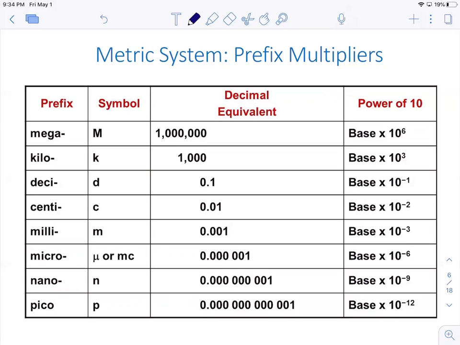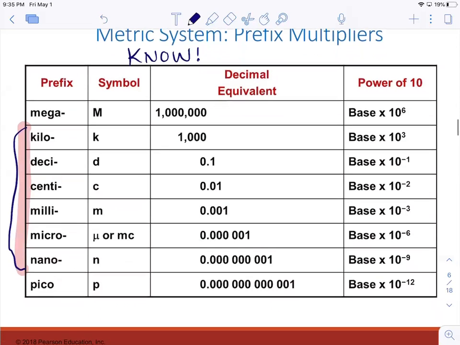But in chemistry we use the metric system. So what's important to note is these prefix multipliers. These you do need to know. What I would say is the most relevant ones for you are from kilo to nano. These ones are important to know simply because we need to be able to convert. 1 kilo is 1,000 equivalents of the base unit. So what this can tell us is 1 kilometer, the base unit being the meter, is 1,000 meters.